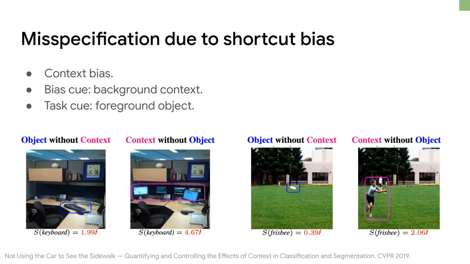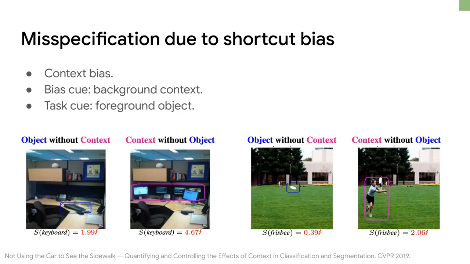So in vision, there is something called context bias, where the model is not looking at the foreground object, but the background to make the prediction. So here, you see, this is the typical office background. So even without looking at the keyboard or monitor, you kind of know that there should be a keyboard or monitor. So that's another spurious correlation here.